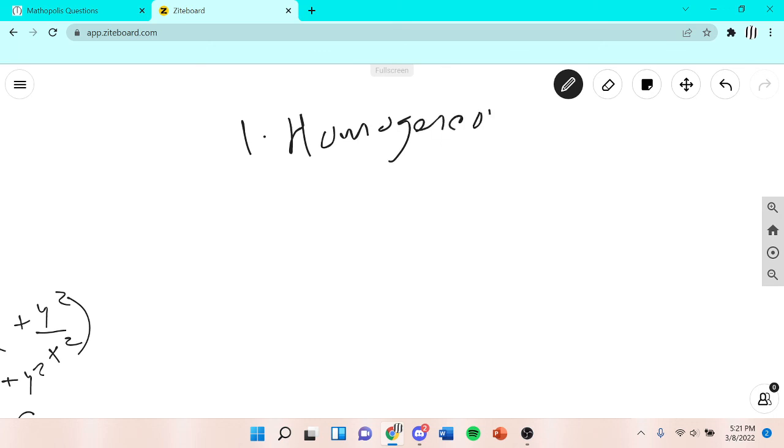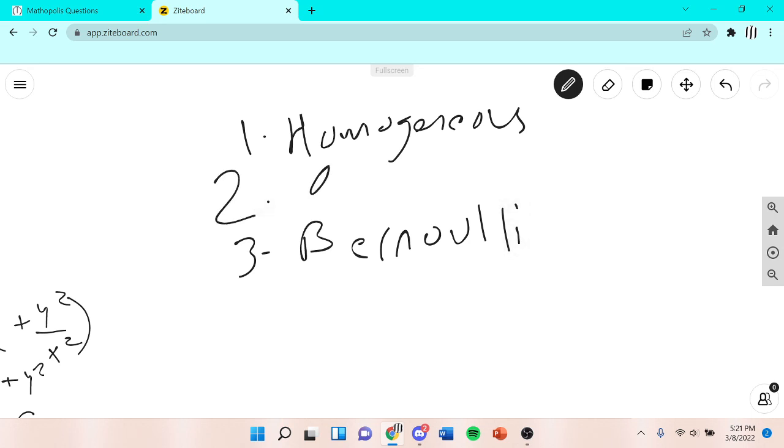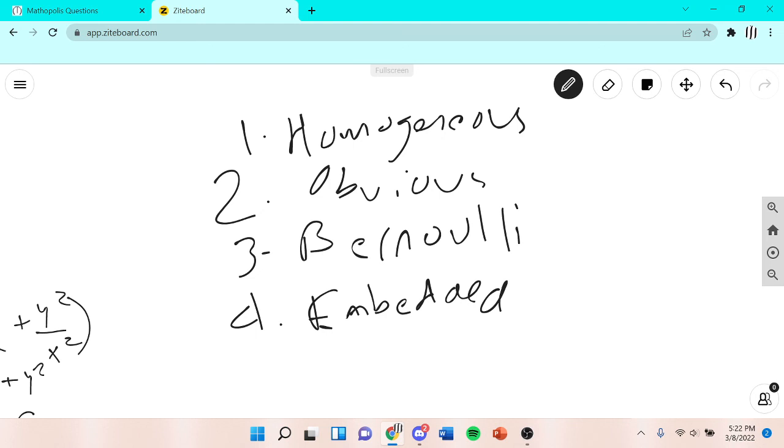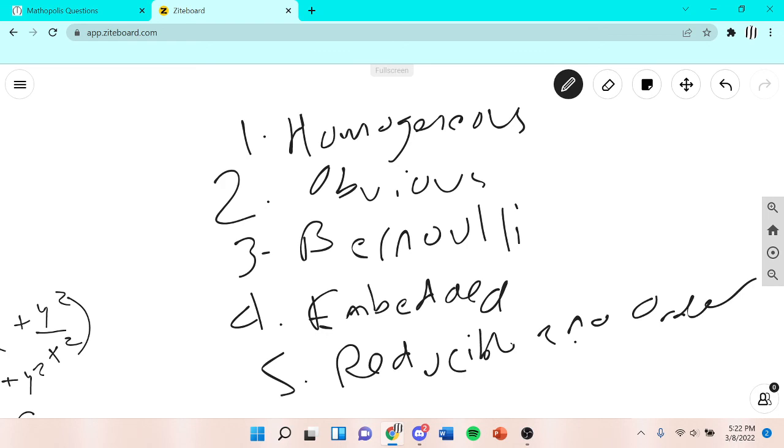I did teach Bernoulli, and I'm going to call that the third one. I haven't really gone over the obvious one, but it's not really obvious, it's just like a regular substitution. Usually it's something like you substitute x plus y is equal to b. Number 4 is embedded derivatives, so that's when you have two terms where one term has a multiplier that's the derivative of another. And then 5 is the reducible second order, which has multiple ways you can do it, depending on the problem.